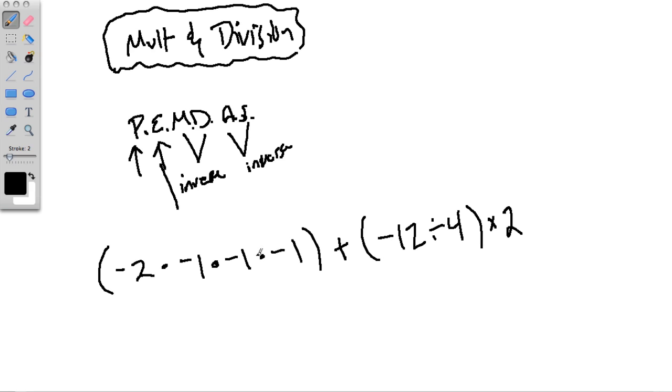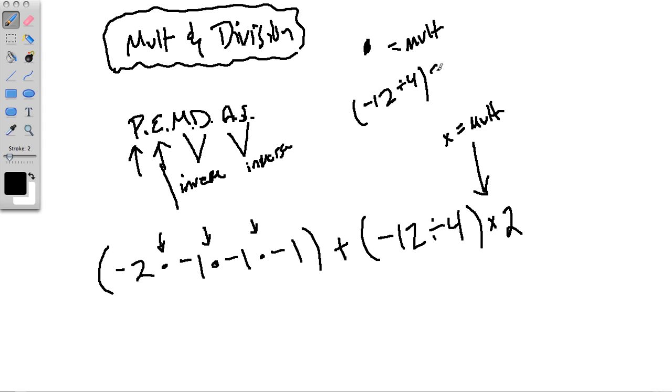For multiplication, we'll start here in this parentheses. These dots right here indicate multiplication. A dot could equal multiplication. This little x also equals multiplication. Another form of multiplication, instead of an x, you might see something like this: -12 divided by 4 in parentheses, and then just the number 2.